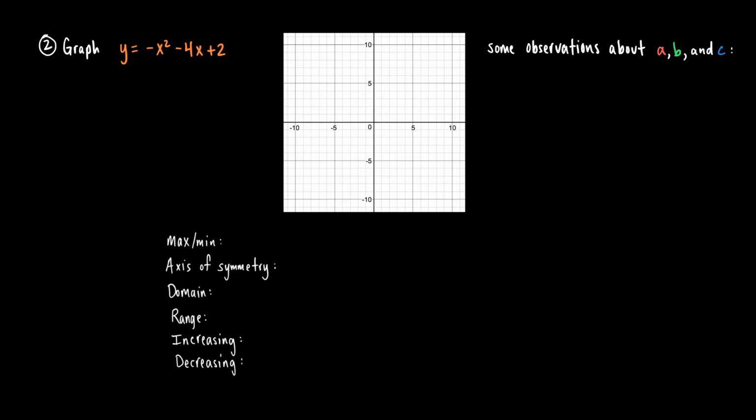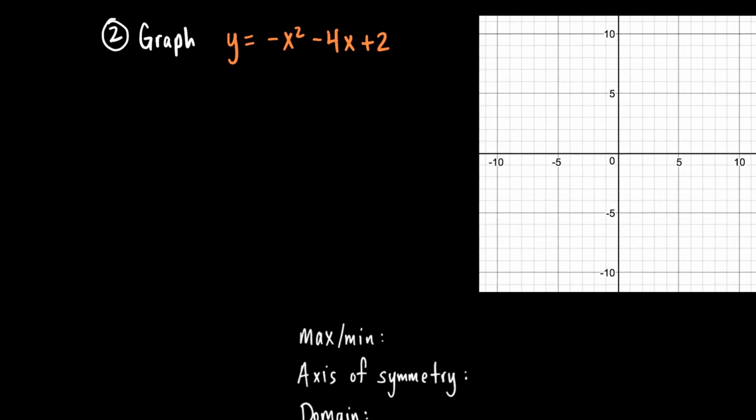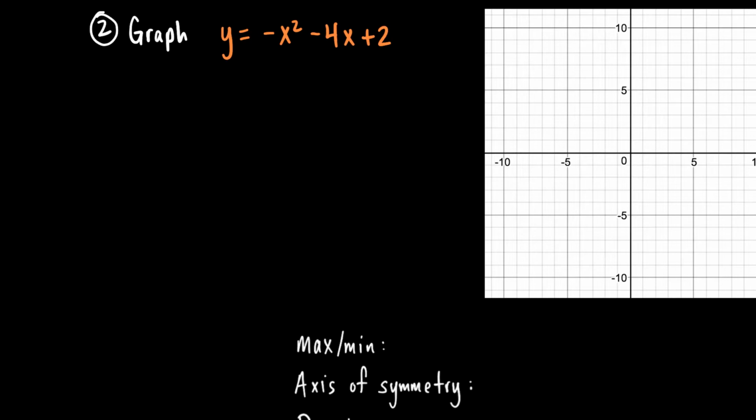All right, so here's our function. So we have y is equal to negative x squared minus 4x plus 2. And I'm going to do the exact same thing that we did last time. I'm going to make a table, make an xy table. And again, I'd like to start at 0.